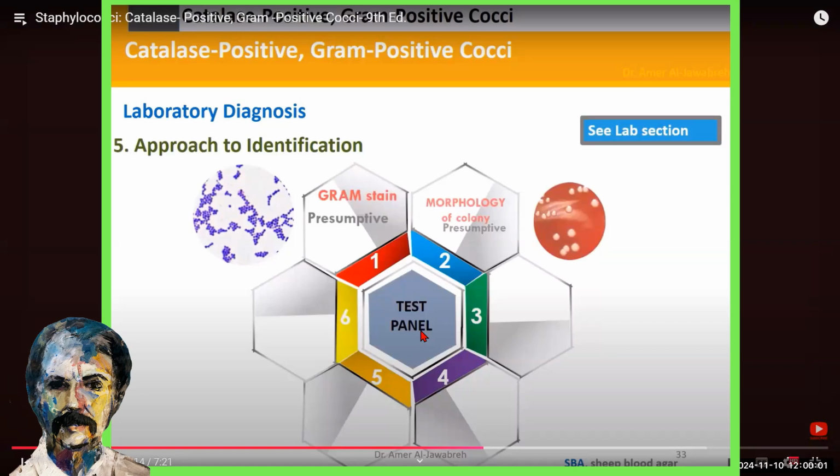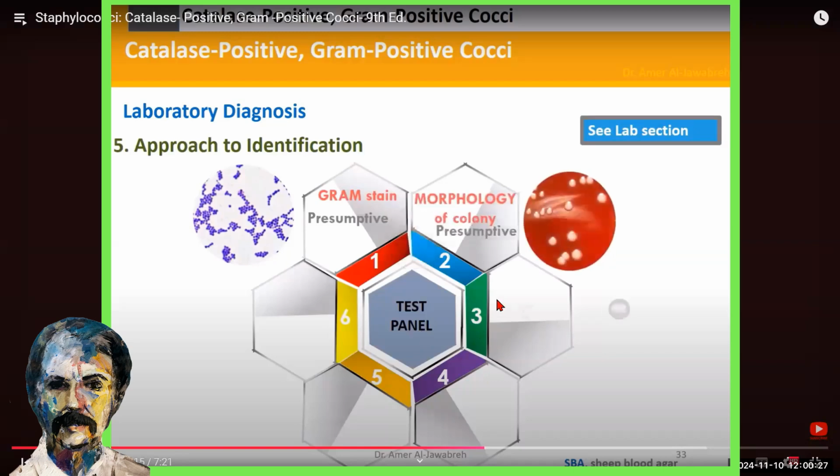So Gram stain, and it's presumptive. It doesn't give you the exact diagnosis. From Gram stain, if you see Gram positive cocci, you cannot tell this is Staph aureus, this is Staph epidermidis, this is Micrococcus. Maybe Micrococcus is bigger, but it's just presumptive. Presumptive means it gives you a good idea, not an exact idea. Morphology of colony. Again, it's presumptive. As we said, colonies large, small, pinpoint, yellow, creamy, glossy, opaque. These things give you a hint on the way to complete diagnosis.